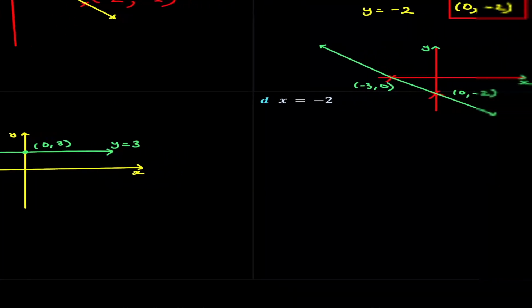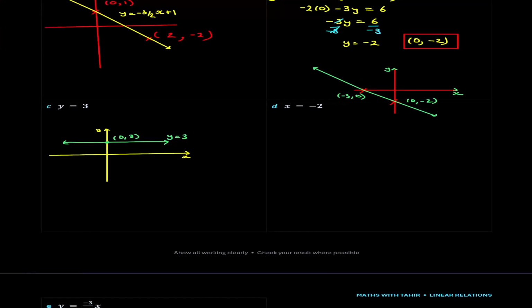And so is the next one actually. x equals -2. So again, let's draw my Cartesian plane.